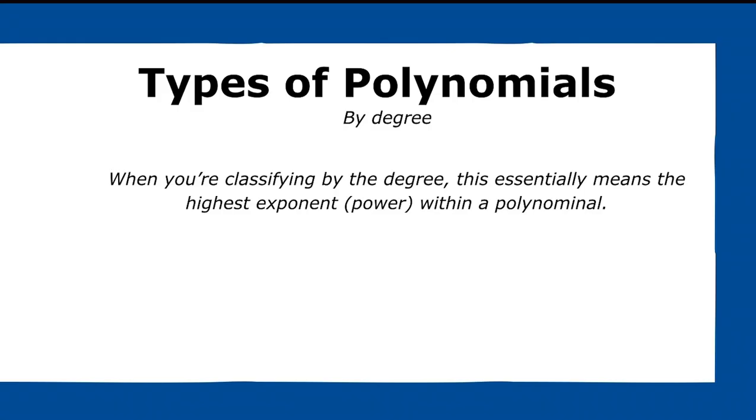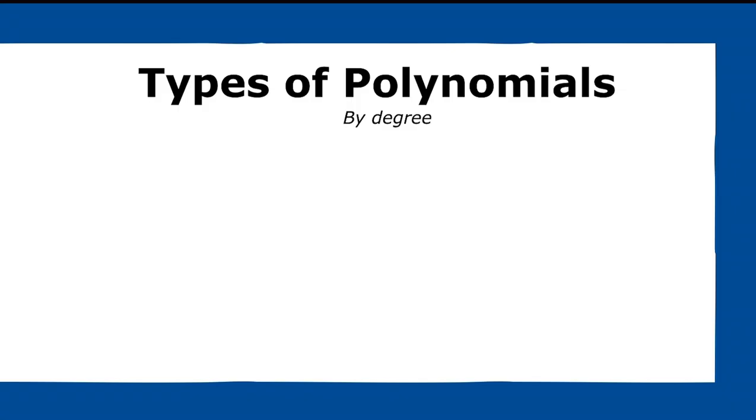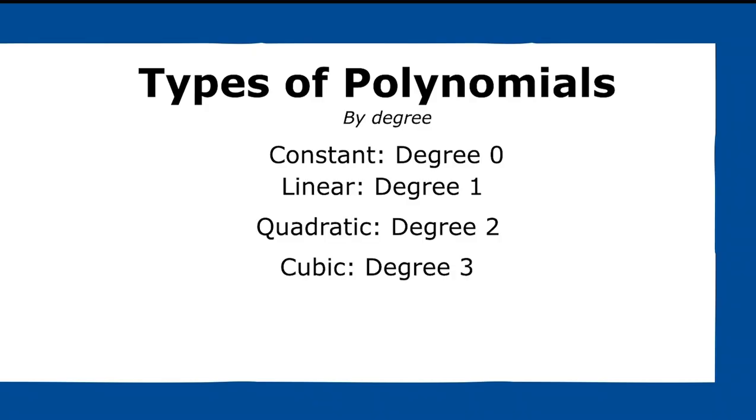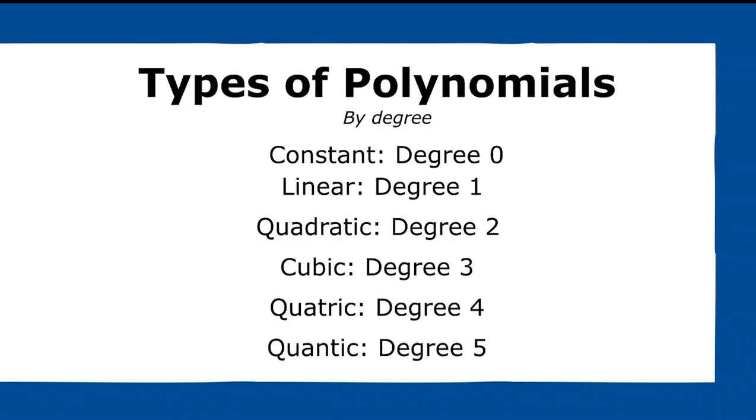When you're classifying the degree, this essentially means the highest exponent, which we went over a little bit at the beginning of the video. So, if you know the highest exponent, like it could be 1, 2, 3, 4, 5, and so on, they all have a separate name, which we're going to get to in a little bit. So, starting off, we have a constant, which is degree 0. Then we have a linear, which is degree 1. Then we have a quadratic, which is degree 2, and then we have a cubic, which is degree 3, and then we have quartic, degree 4, and then we have quintic, degree 5.